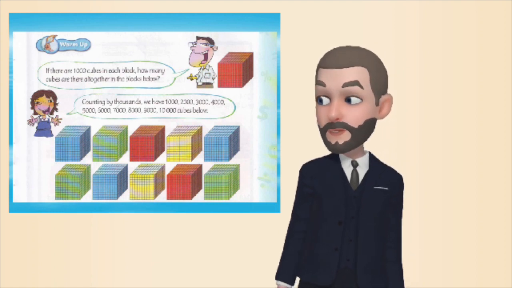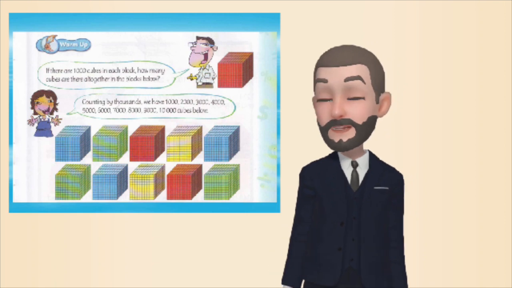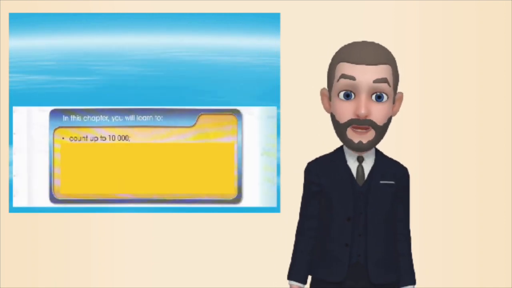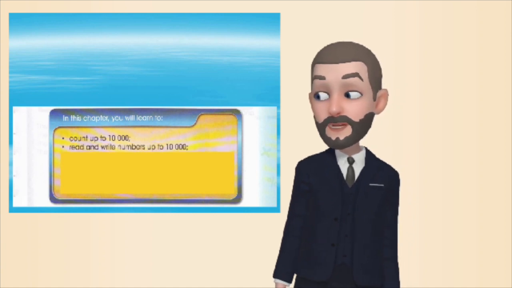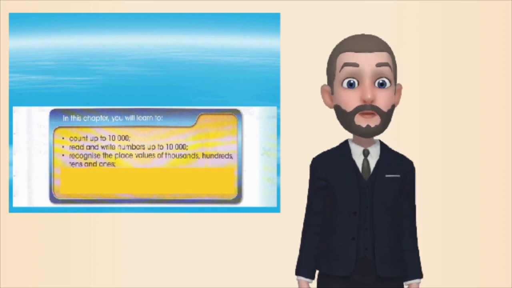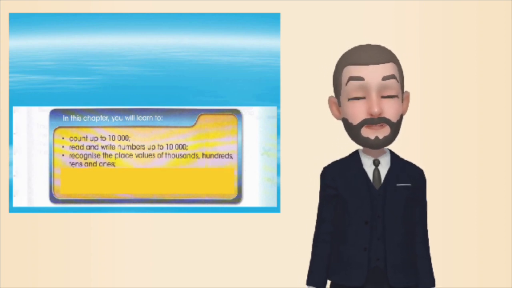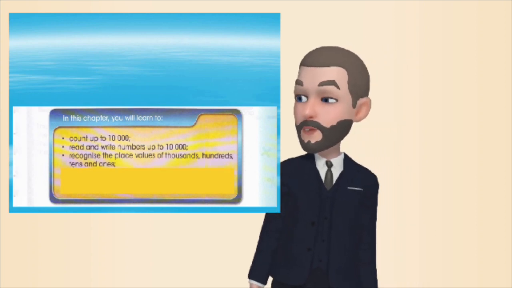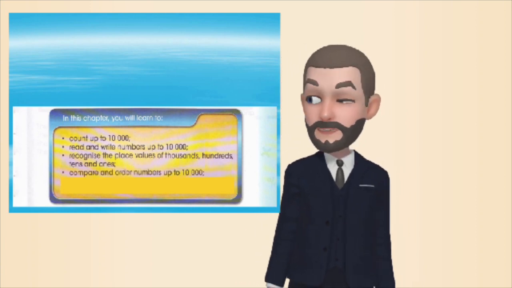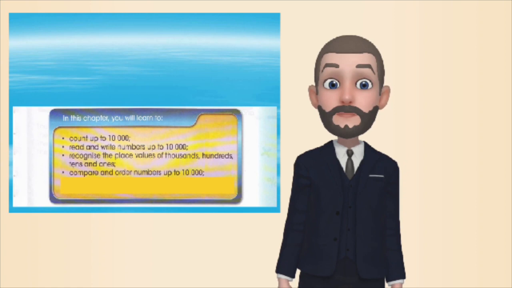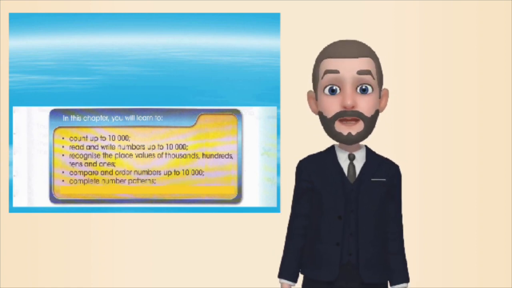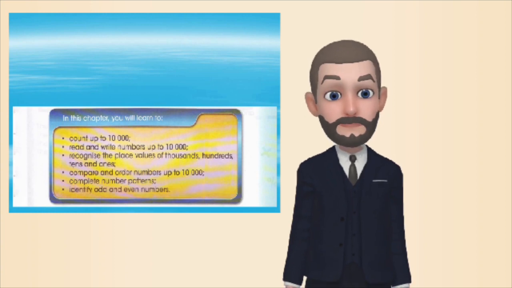Very simple. We are going to learn to count up to 10,000, read and write numbers up to 10,000, and recognize the place values of thousands, hundreds, tens, and ones. You did this in grade 3. Compare and order numbers up to 10,000. Complete number patterns. Identify odd and even numbers.